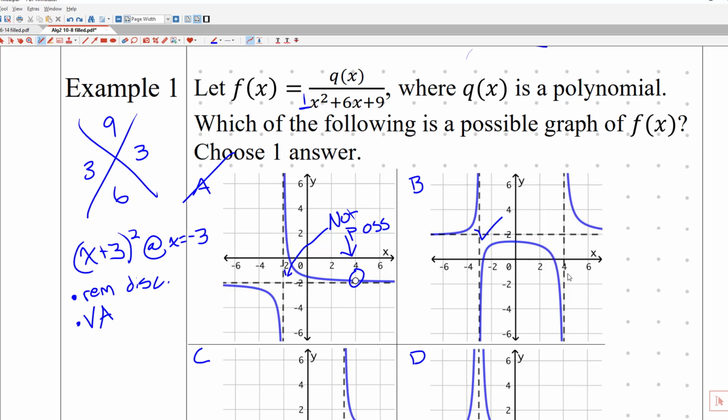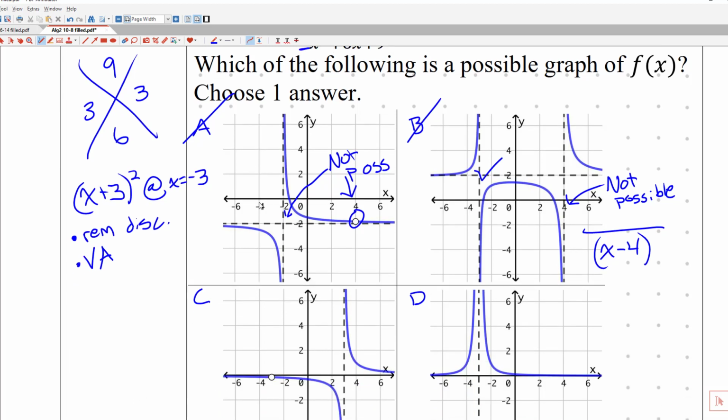But check it out, we have another vertical asymptote over here at +4, which is impossible, again for the same reason. If I have a VA at 4, that implies the denominator has to have some sort of x minus 4 in it. But it gave us complete information on the denominator. The denominator is just (x plus 3) quantity squared. So this vertical asymptote is not possible. Let's cross it off.